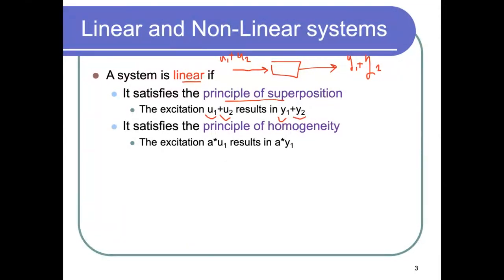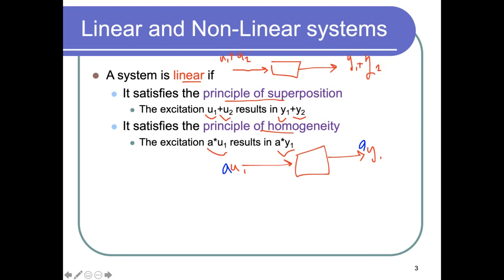There is also what's called the principle of homogeneity. Basically, if I scale the input by a number, the output is scaled the same way. So if I have U1 again, and I have a system here, and it gives me Y1, then if I just scale the input by a number, call it A, then that scalar will just propagate to the output as is.